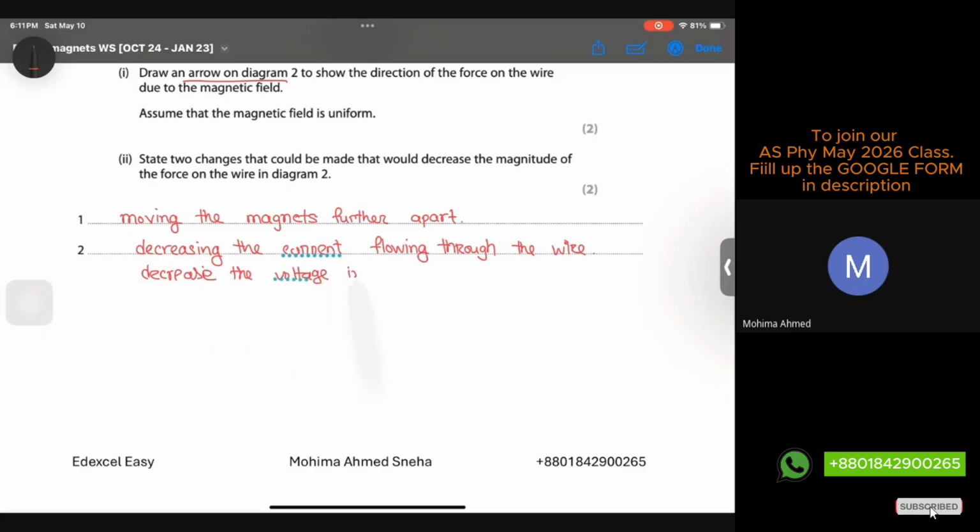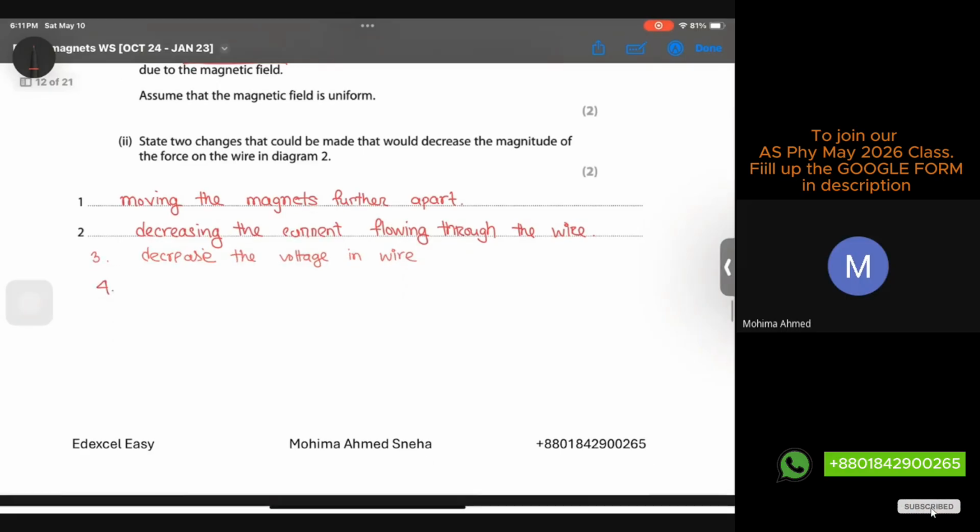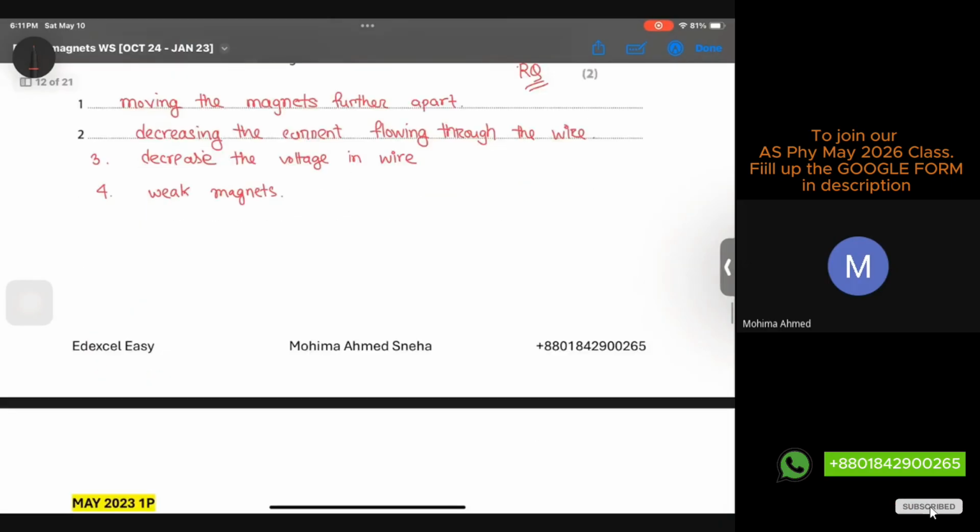Decrease the voltage in the wire. And then again, we can say that we can use weaker magnets, right? Weaker magnets will also have weaker field lines. So use weak magnets. Right, these are the 4 mark scheme points we should remember for this question. This is a very, very important repeated question in every paper. Either in paper 1 or paper 2, you'll see this type of question. So just memorize these 4 points entirely. That's it for this question, I think.